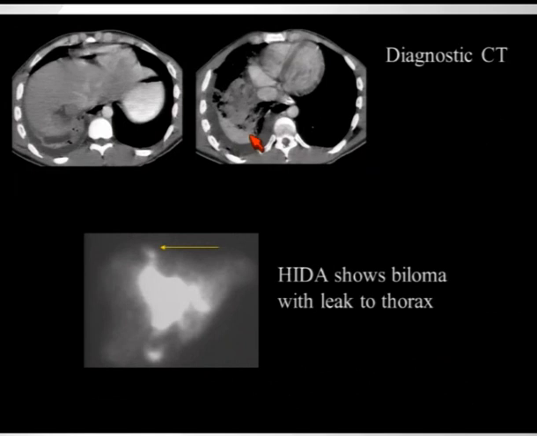Another thing to remember if you're looking for bile leaks is anytime you have an injury near the dome of the diaphragm that might involve the diaphragm itself, always consider the fact that you may end up with a leak through the diaphragm into the chest, and you may end up with a biloma within the thorax, which will require drainage.